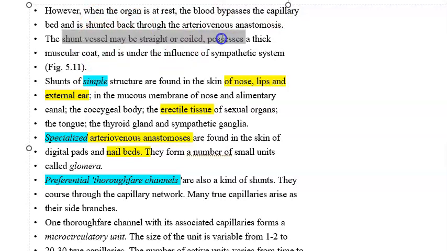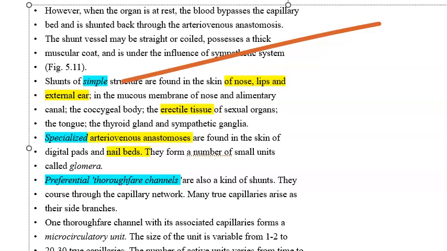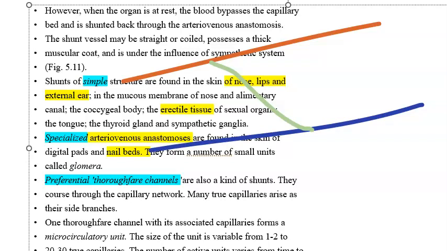So this shunt may be straight or coiled. It may possess a muscular coat and it will be under the influence of the sympathetic system. So this is something that you want to understand now. Here you have the artery and the vein. Here there is a shunt, and this one they are saying will have what? Muscular coat. Okay, it can be straight or coiled and it is under the activity of the sympathetic nervous system. Okay, so this is how the shunt is explained.